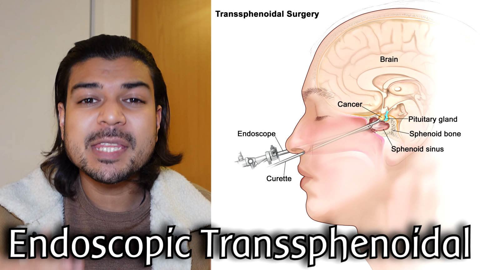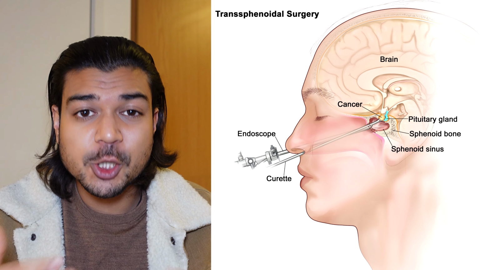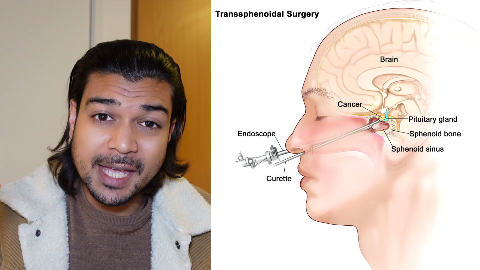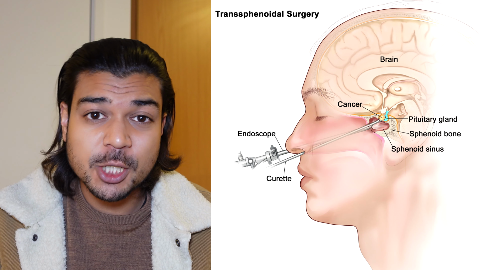Transsphenoidal surgery is a minimally invasive surgery where the surgical tools are entered through the nose to remove the tumour, and an endoscope is a very thin tube with an optical device at the end which allows the surgeon to see what's going on inside the patient and also record the surgery for later use.